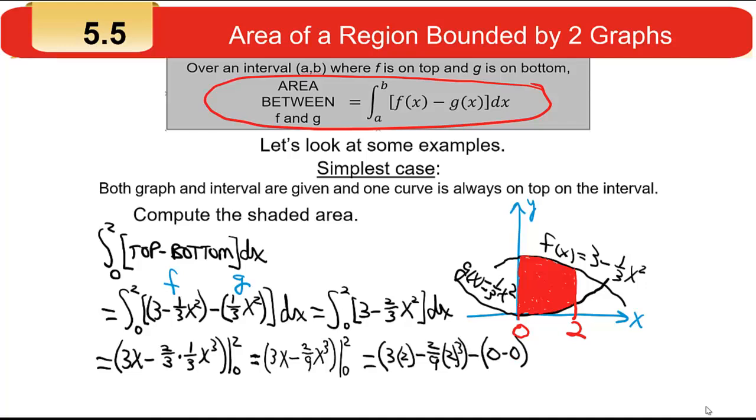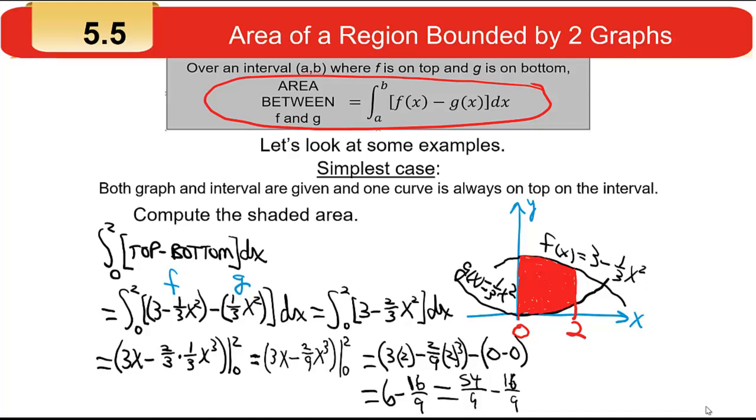That means you put the 2 in first for x, and you get 3 times 2 minus 2/9 times 2 cubed, minus, then we put 0 in. Luckily, everything zeroes out. They're all zeros, so that makes it very nice. So you just end up with 3 times 2 is 6. 2 cubed is 8. 8 times 2 is 16, so you get 16/9. You've got 6 minus 16/9.